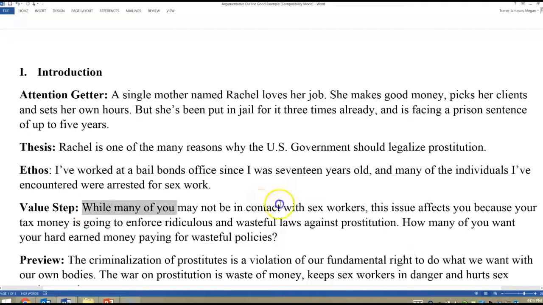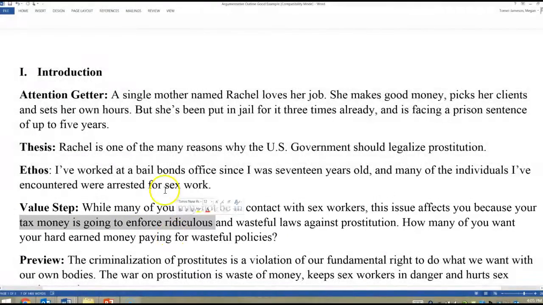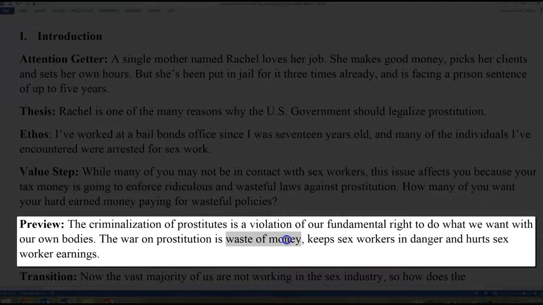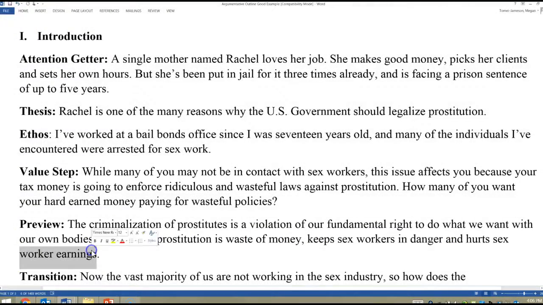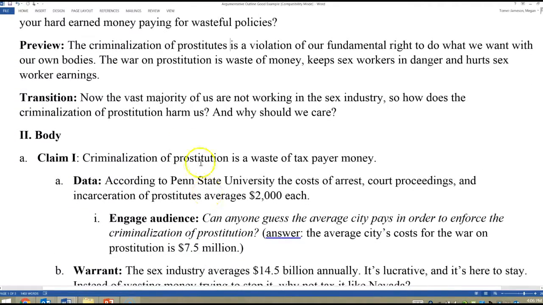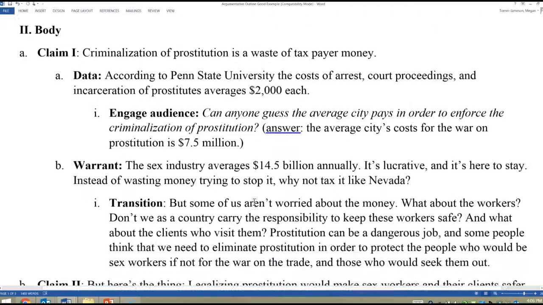Value step. So you may not have been in contact with sex workers, but your tax money is going there, right? So this is directly connecting them. The preview is going to be a preview of the arguments you're going to touch on. So it's a waste of money, it keeps sex workers in danger, and it hurts workers' earnings. Those are some of the things that will be touched on. So that is the introduction. Like I said, the body itself is going to be based on your particular argument. So notice now she is transitioning into the body. So let's start looking at that.